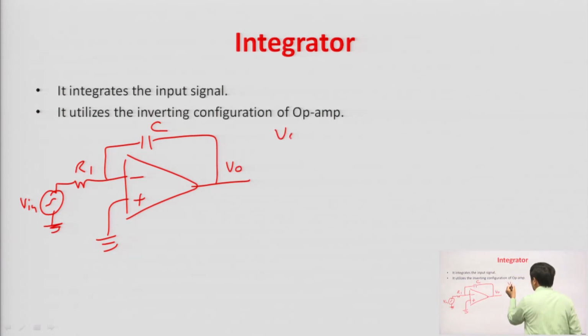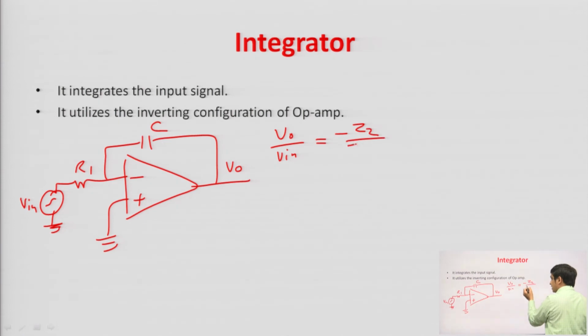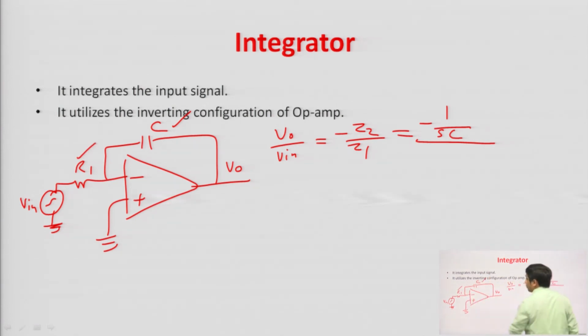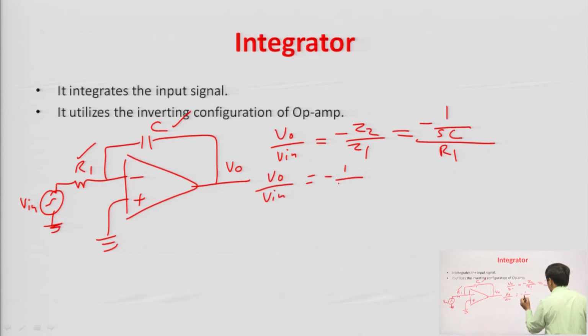So, we have already calculated the value of V naught upon V in, that is equal to minus Rf upon R1, that can be written as minus Z2 by Z1. Z2 is your capacitor, so it can be written as minus of 1 by SC. The impedance of the capacitor is 1 by SC upon Z1, which is R1. So, V naught upon V in is equal to minus 1 upon SC R1.